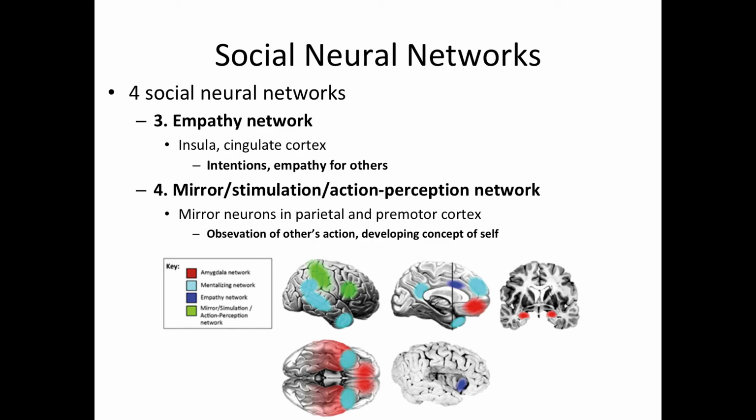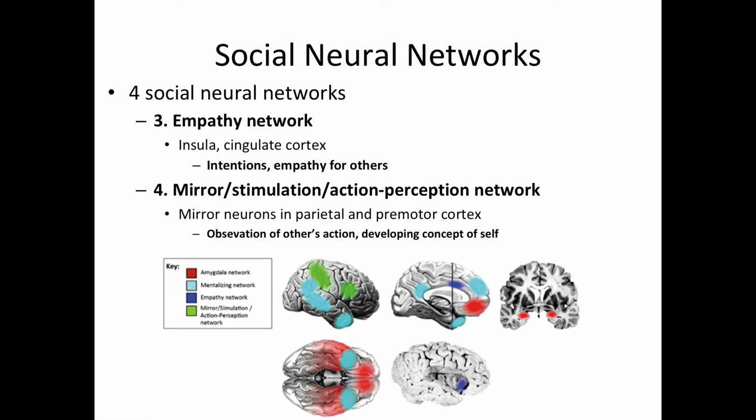And the last network, the mirror simulation action perception network, is activated when observing actions of others. This network includes the mirror neuron system, so definitely remember that, the mirror neurons. We talked about that in 2 chapters already. And you can see that here in green. So you can see it on the lateral surface right here, and in the frontal cortex and the parietal cortex.